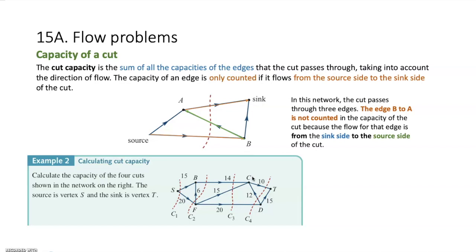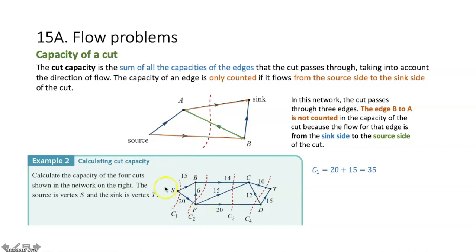Calculate the capacity of 4 cuts shown in the network on the right. The source is vertex S and the sink is vertex T. Let's start with cut 1. Cut 1 passes through 2 edges, SB and SF. As you can see, the direction of both is from source to sink, so we're including both capacities. So 15 plus 20, the capacity of this cut is 35.